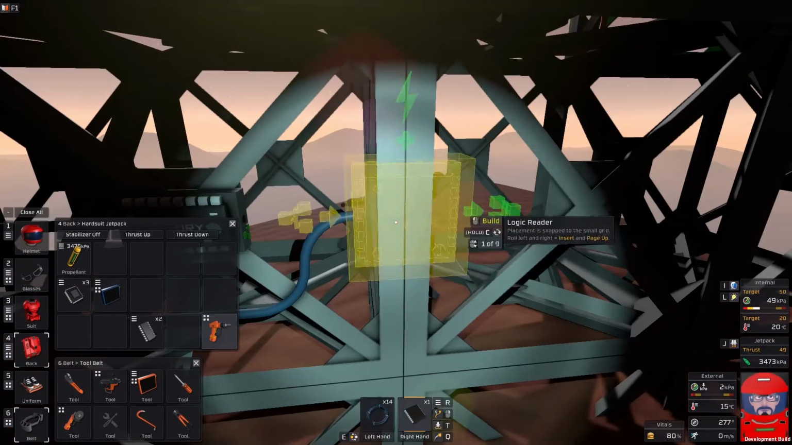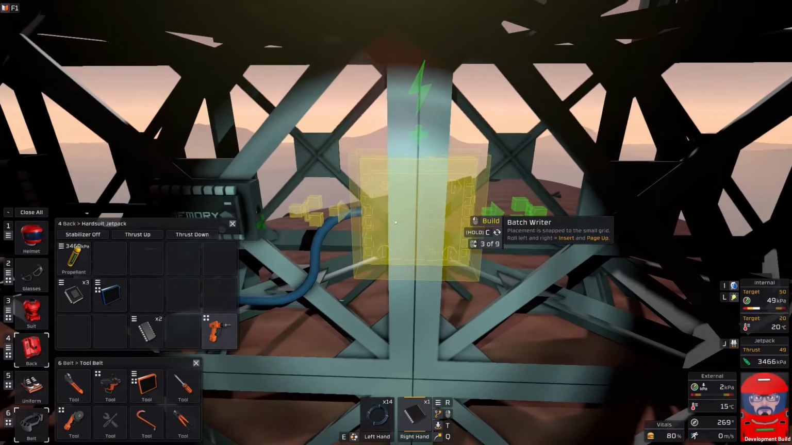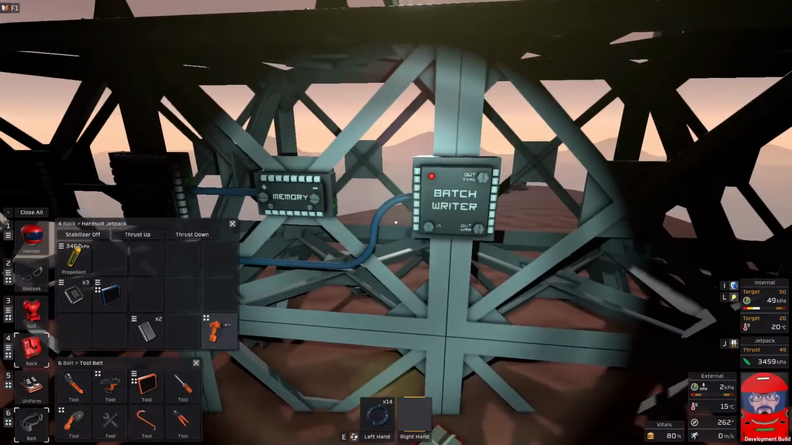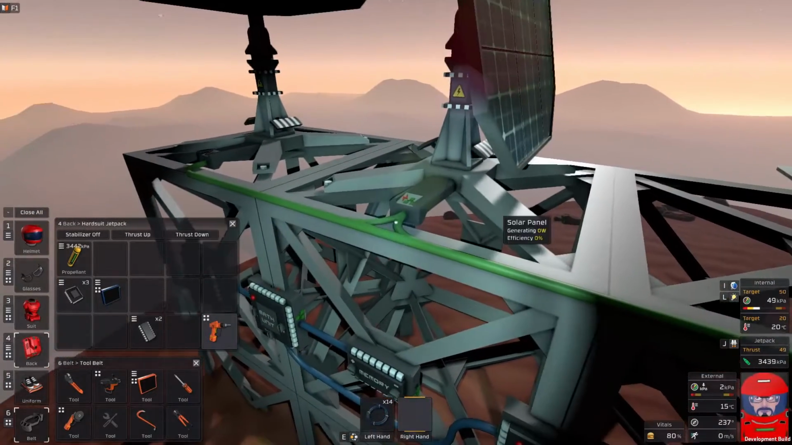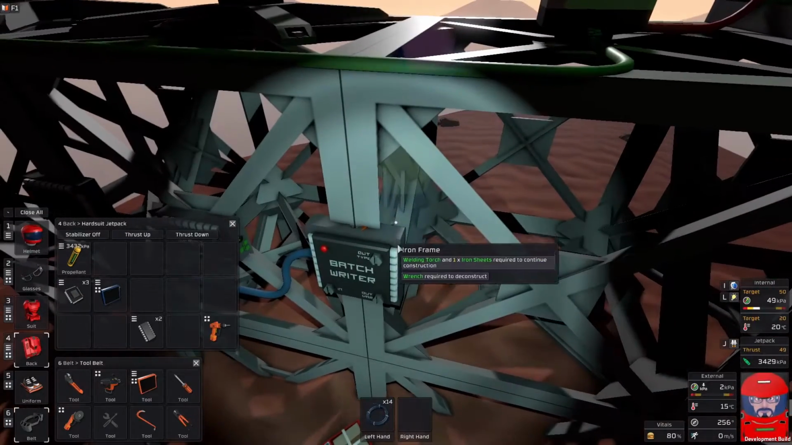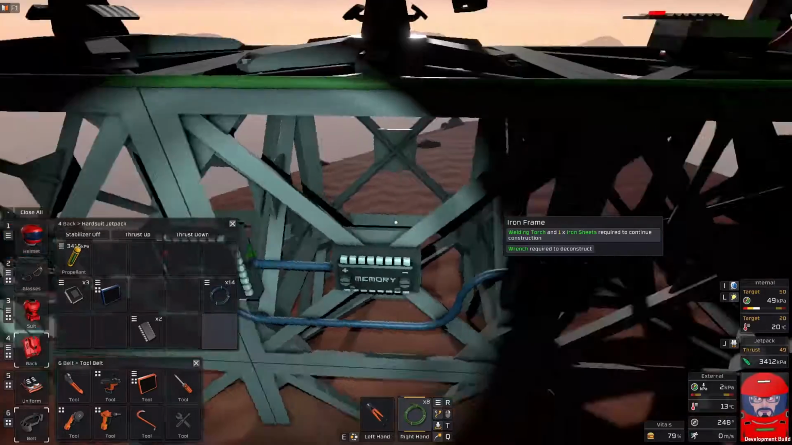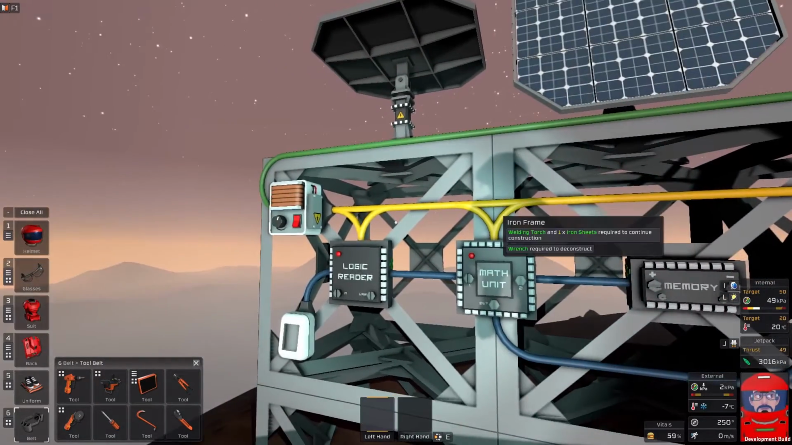We will now need to write that value back into the solar panels. Because we've got more than one item to write it to, we shall use the batch writer. The batch writer can write it back into the power cable. So there, we've got the data and power on the same, we can just hook that straight back into there. And done. Now we just need to get power to them all. And there we go, power hooked up.